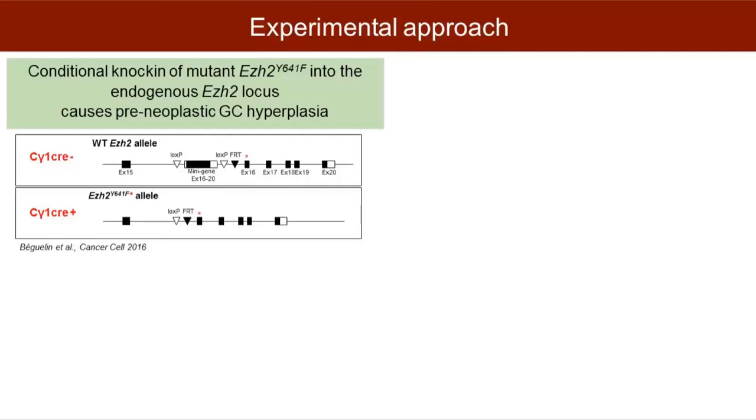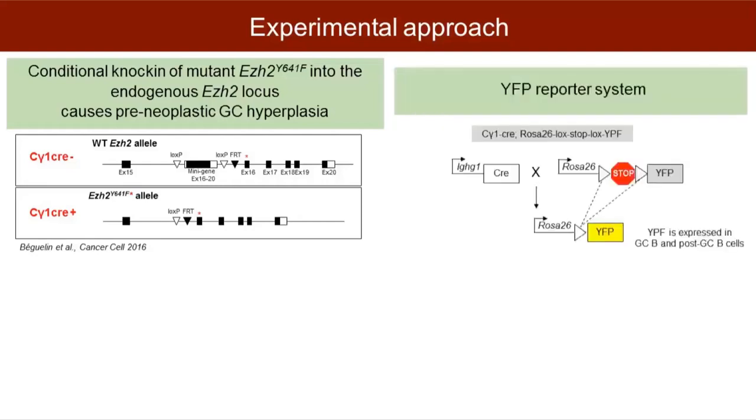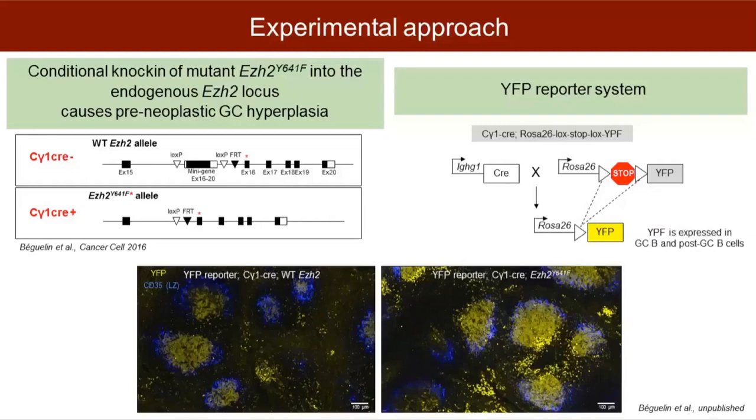We crossed this model to C-gamma1 Cre mice to induce expression of mutant EZH2 specifically in germinal center B cells. And we further crossed these mice with YFP reporter mice, where a stop-flox cassette allows the expression of YFP in Cre-positive cells. So YFP is expressed in germinal center B cells and post-germinal center B cells. Mutant EZH2 mice develop hyperplasia of germinal centers, which eventually results in lymphomagenesis.